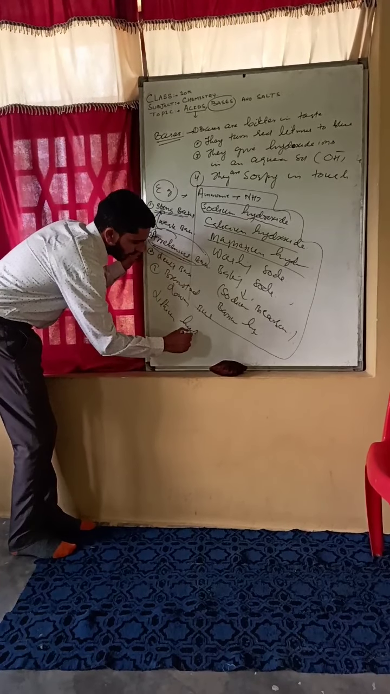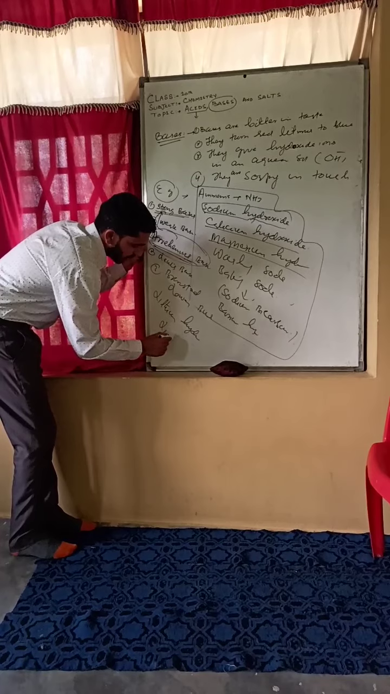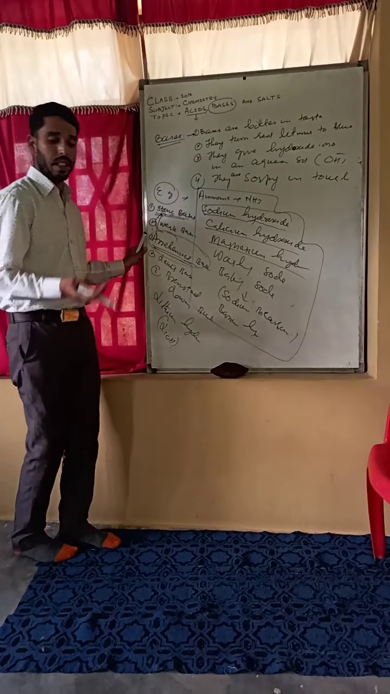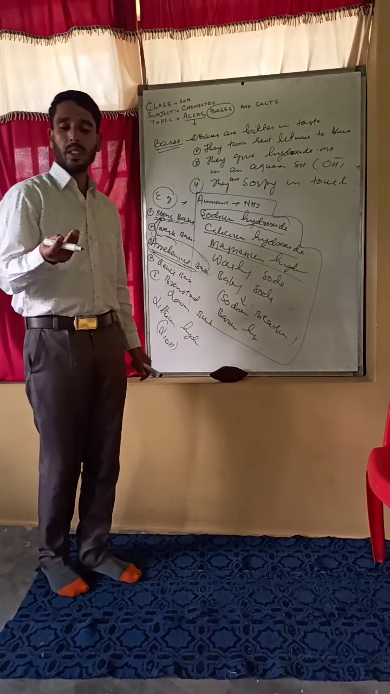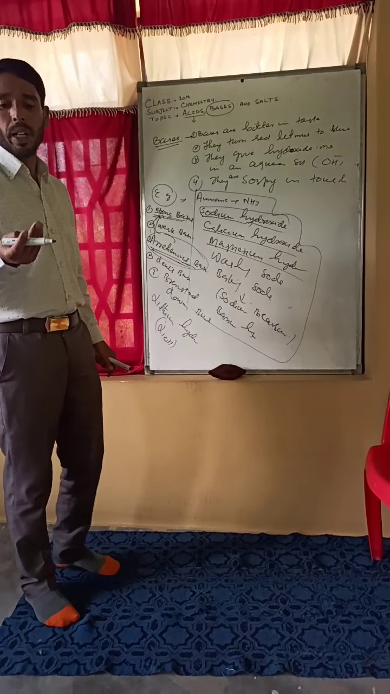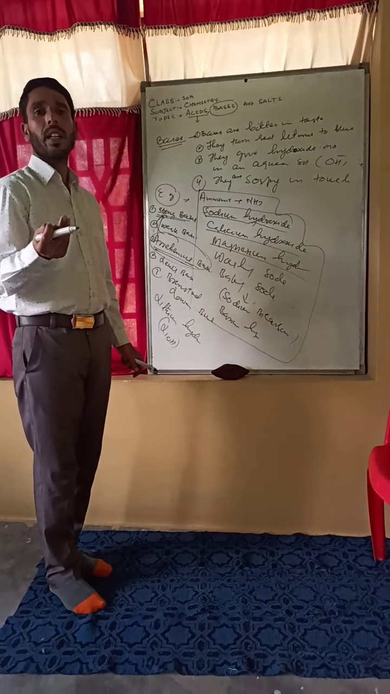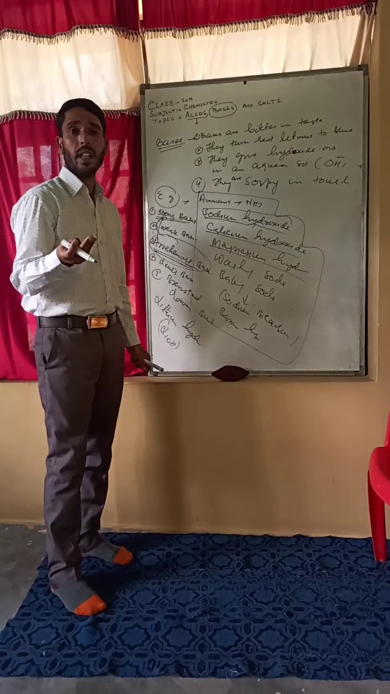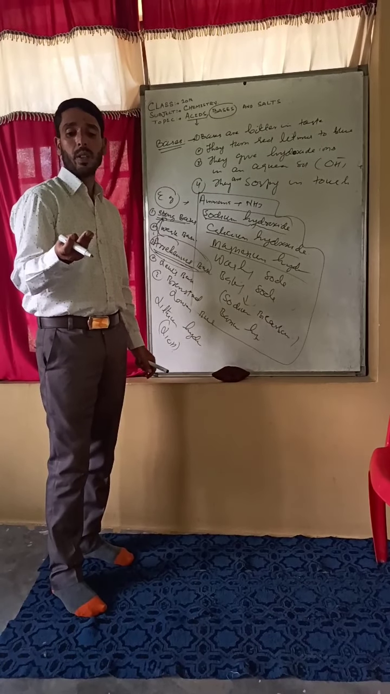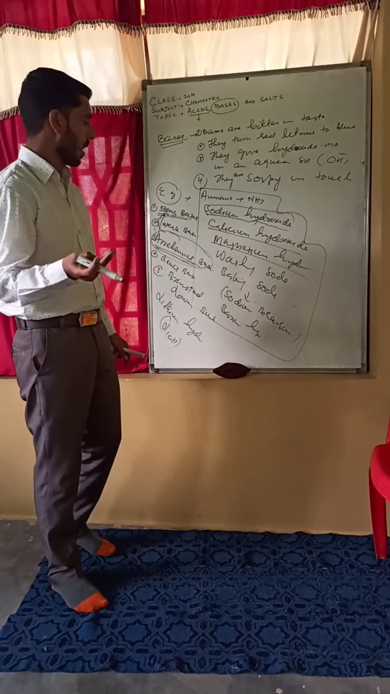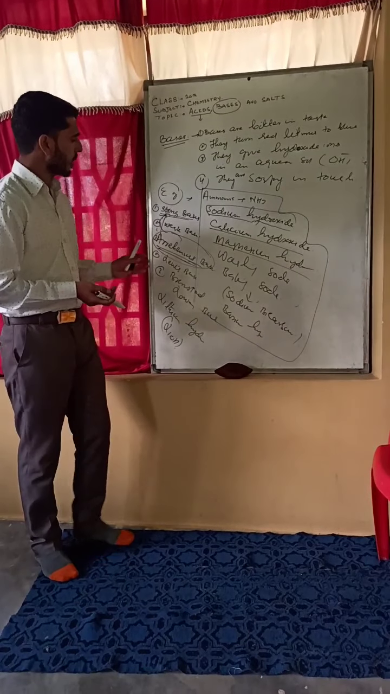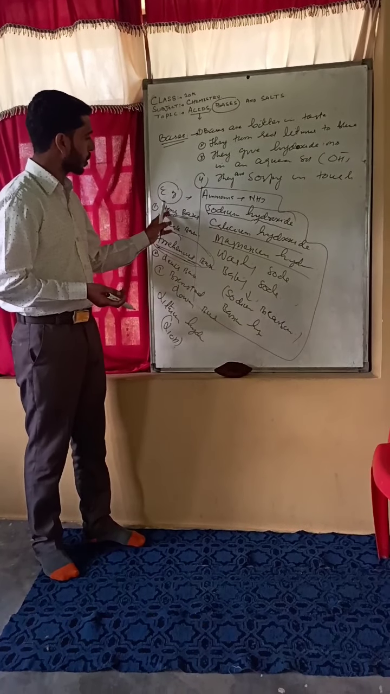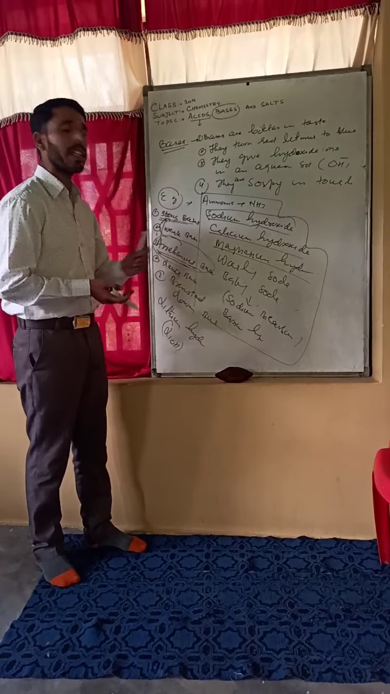Similarly, we have lithium hydroxide. Symbol is LiOH. It is also a strong base. There is sodium hydroxide, potassium hydroxide, calcium hydroxide, magnesium hydroxide, strontium hydroxide, rubidium hydroxide, and barium hydroxide. These are all examples of strong bases, but they are also known as Arrhenius bases.